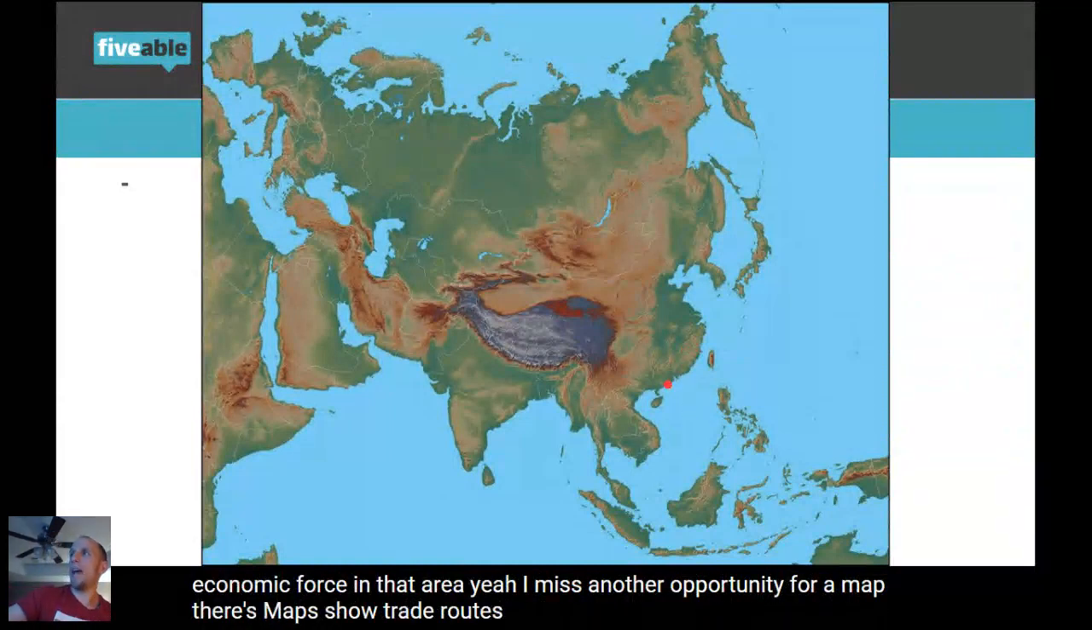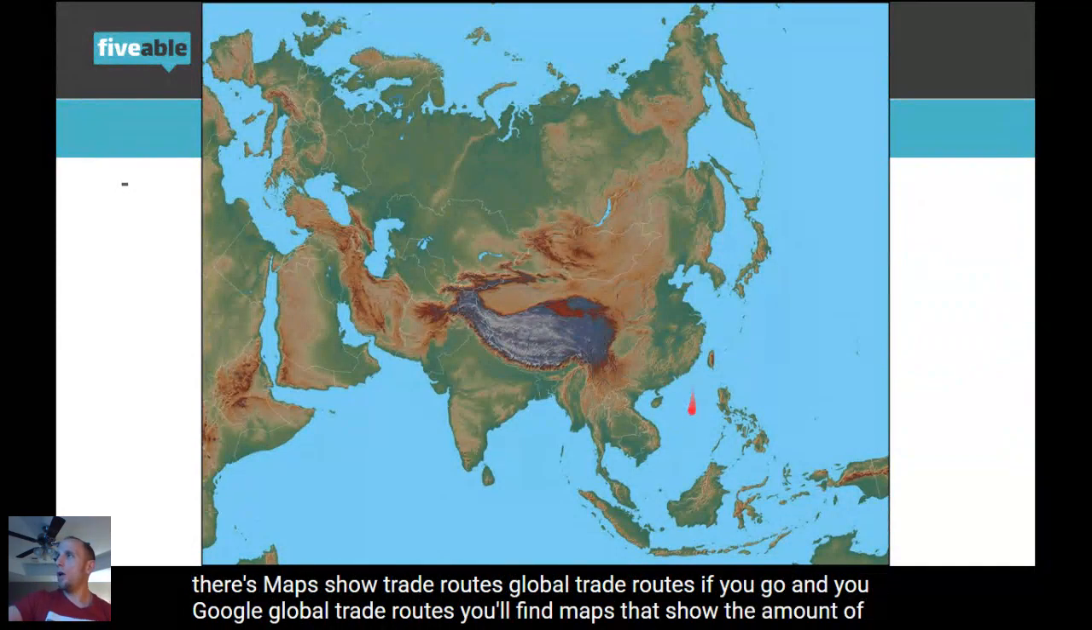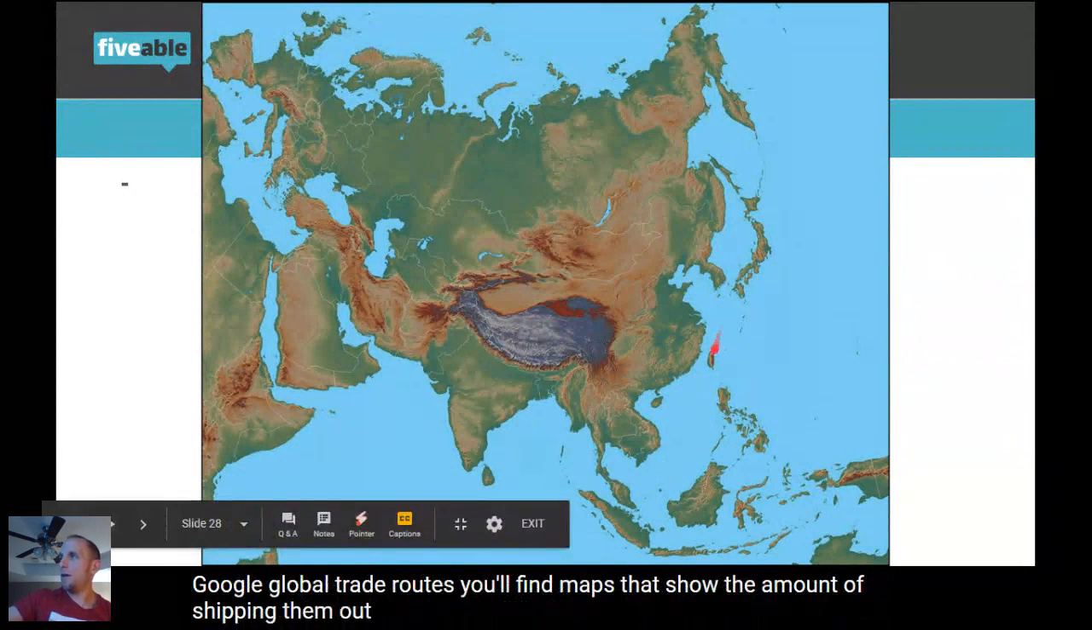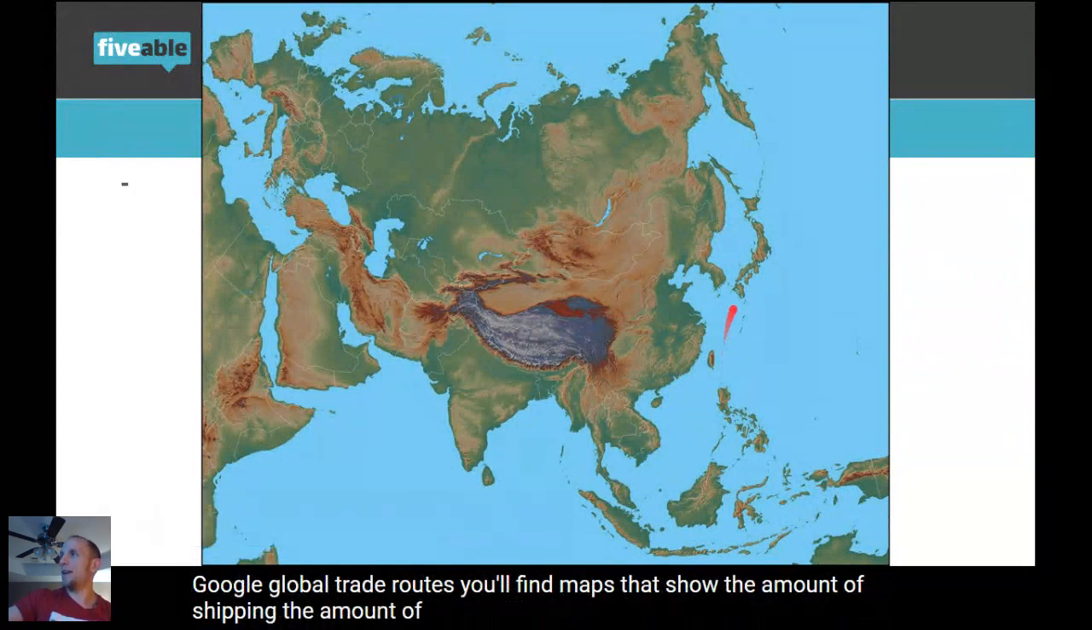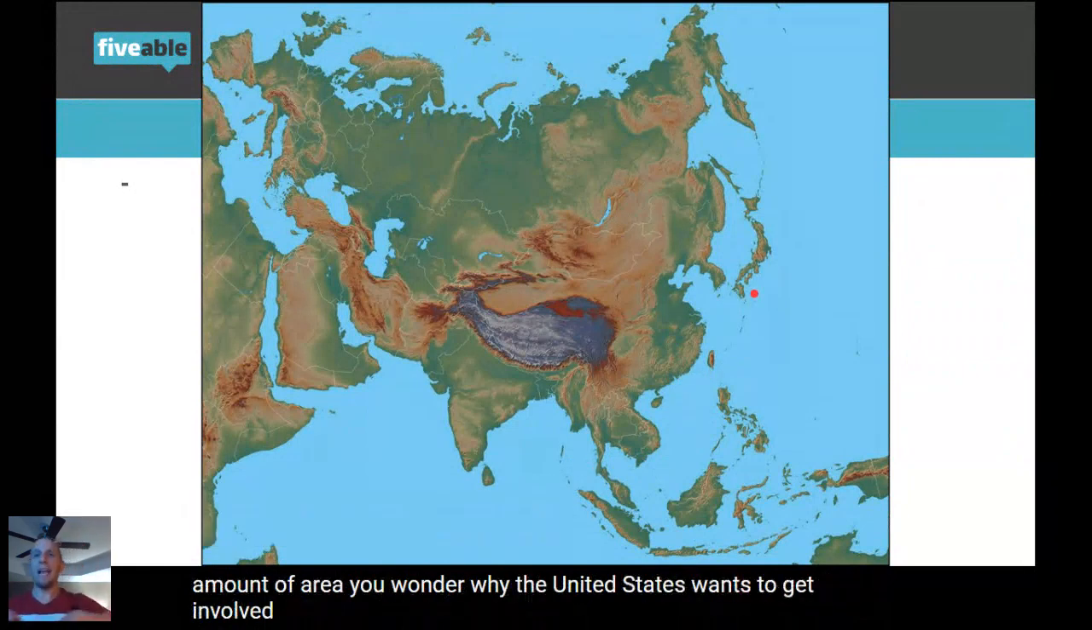I missed another opportunity for a map. There's maps that show global trade routes. If you Google global trade routes, you'll find maps that show the amount of ships and containers that go within this area. You wonder why the United States wants to get involved.